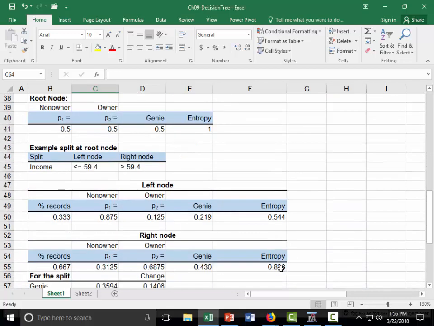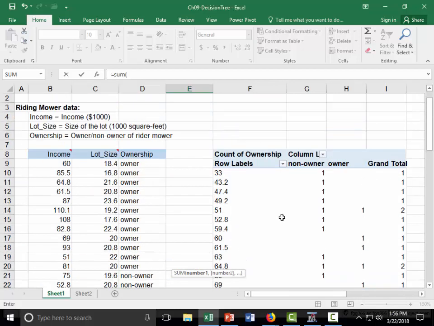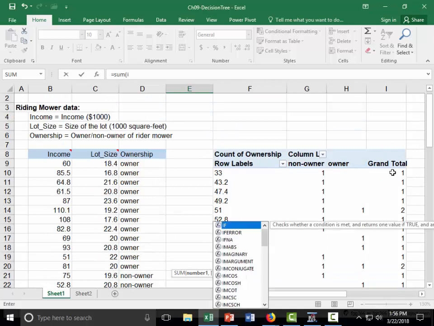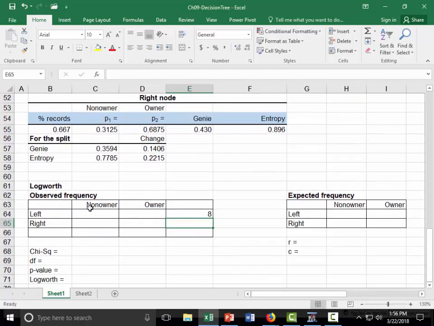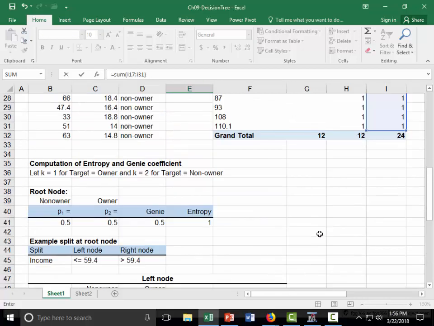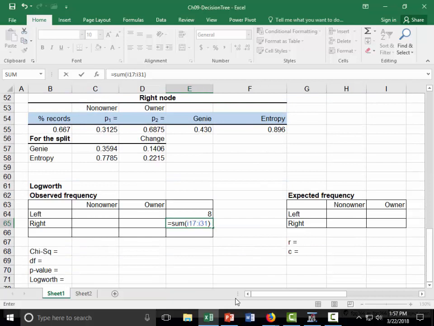So we have to now count how many on the left side, how many non-owners and how many owners. First let's figure out how many observations are there on the left side. That would be the sum of I10 through I16. So that's the number on the left side. And I17 to I31, that's the number of observations on the right side node. So the total then is that plus that.